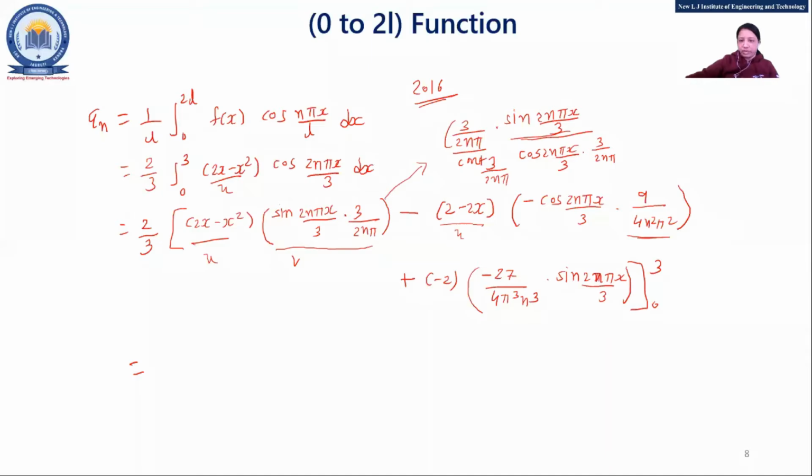Still anyone is having doubt? Because this is the important sum, right? Now again in the third term, same as the previous one, 9 upon 4 pi square n square will be a constant. Now integration of this v is sine 2n pi x upon 3 into 2n pi by 3. So that will be multiplied with this. Fine. So it will be there.